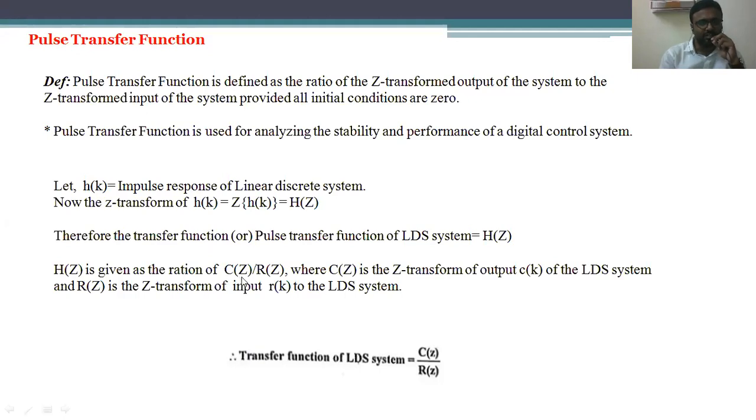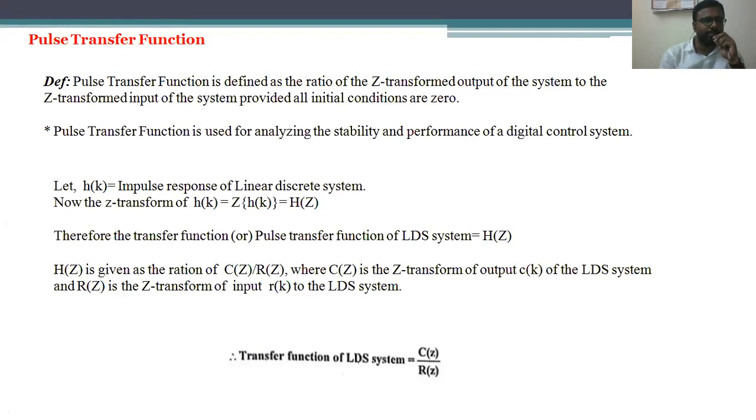Okay, so it is going to be taken as the ratio of C of z divided by R of z. What is C of z and what is R of z? C of z is nothing but the Z transform of the output of the system.